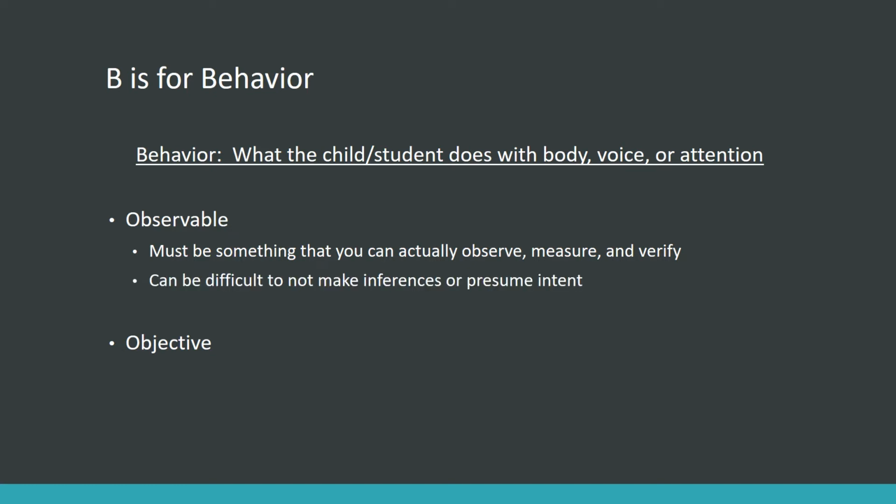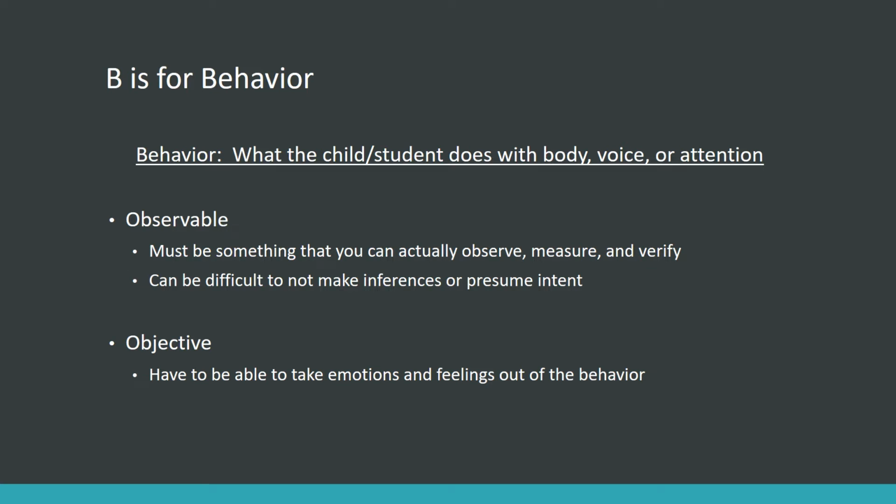The real hard thing with being observable is we have to try our best not to make any inferences or presume intent. We really do want to keep it just on the facts. What did you see, or what are you able to observe, and keep it as simple as possible. In behavior terms, this is called an operational definition, and the more clearly and concisely we can define an observable behavior, the easier it is to make some sort of behavioral change.